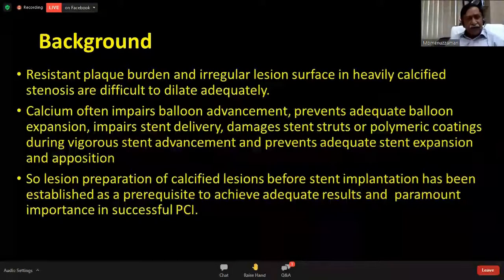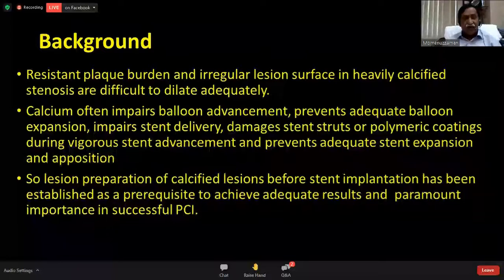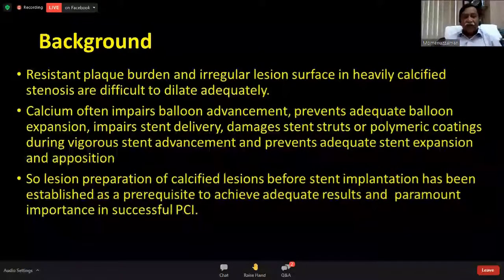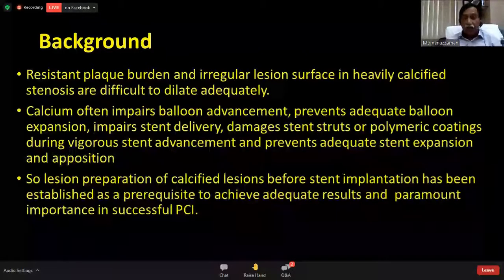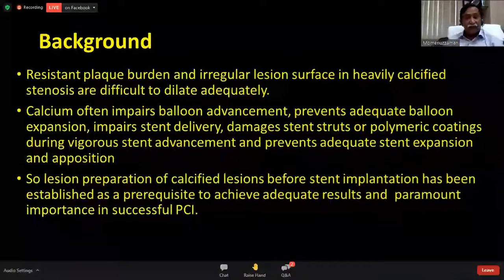The calcium often impairs balloon advancement, prevents adequate balloon expansion, impairs stent delivery, and sometimes damages the stent struts and polymer coating while vigorously trying to advance the stent, and also prevents adequate stent expansion and apposition. So lesion preparation of calcification before stent implantation has been established as a prerequisite to achieve an adequate stent result, and is of paramount importance for successful PCI.